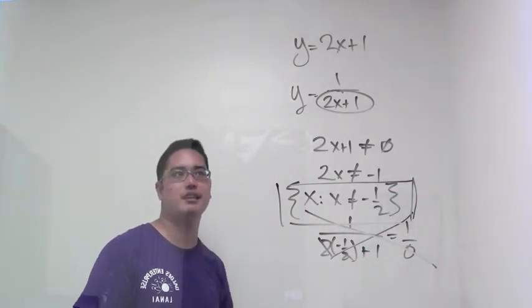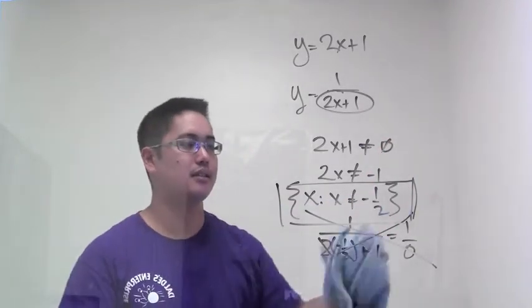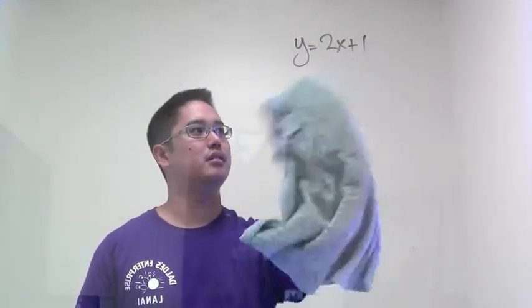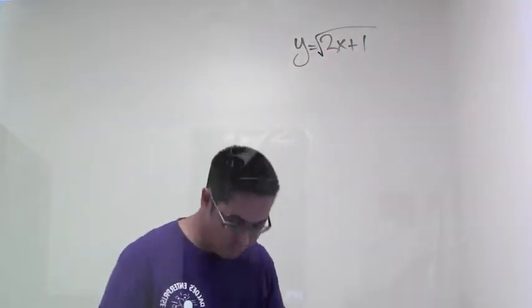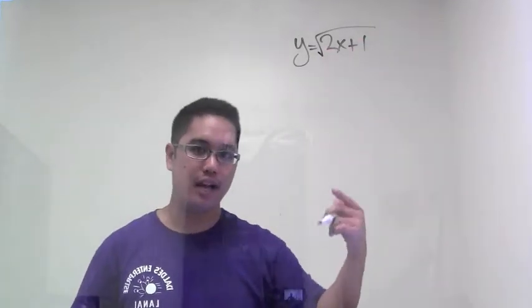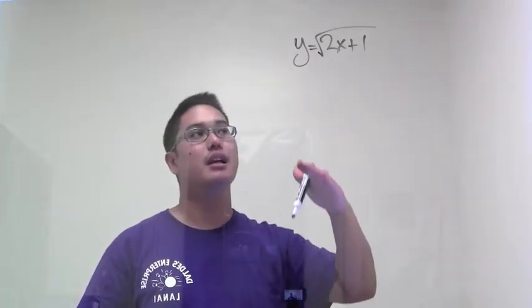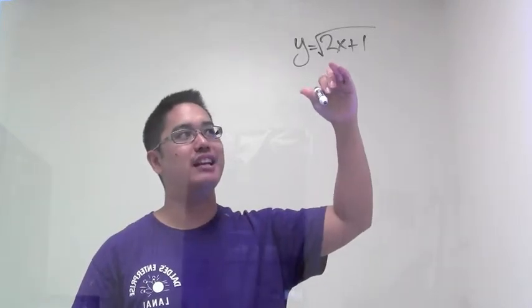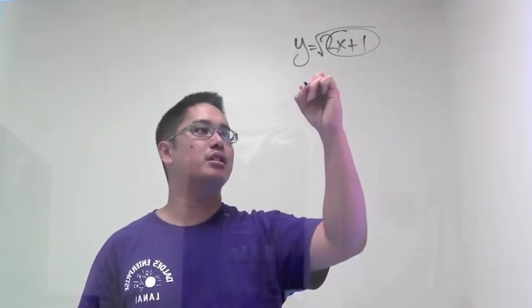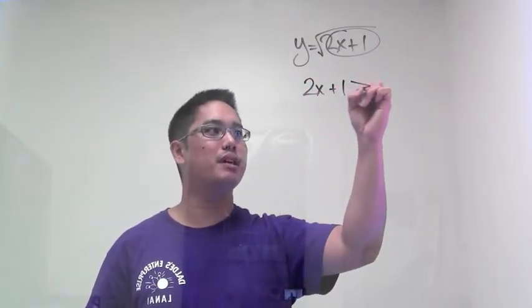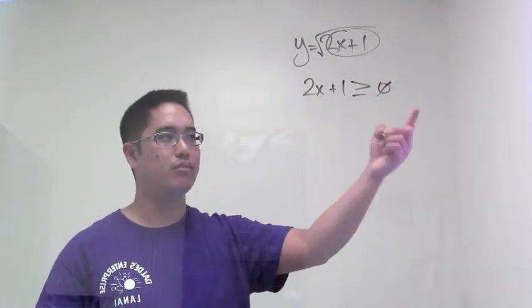Now, how do you deal with the one that has the square root? Let's do that one. What's the domain of this thing right here? So what I do is I say, all right, well, the rule that I could potentially break here, which I don't want to, is having a negative in the square root. So I'm going to circle everything that's in the square root, and I'm going to say 2x plus 1 has to be bigger than or equal to 0.